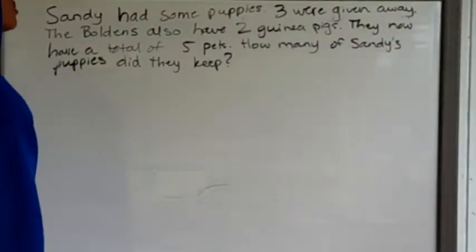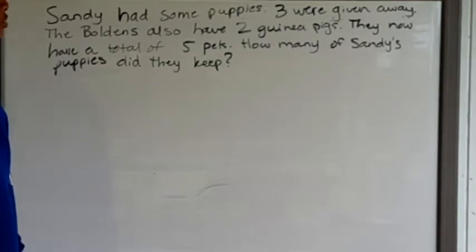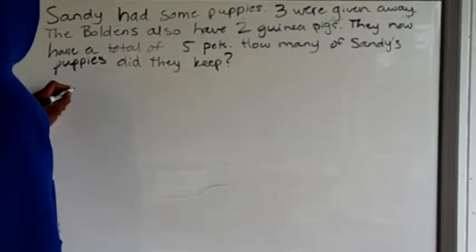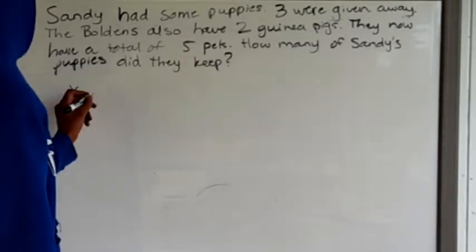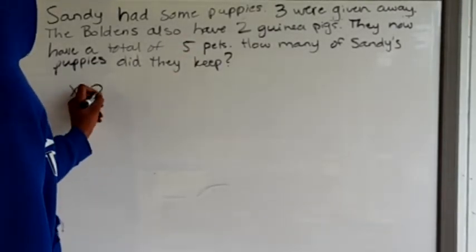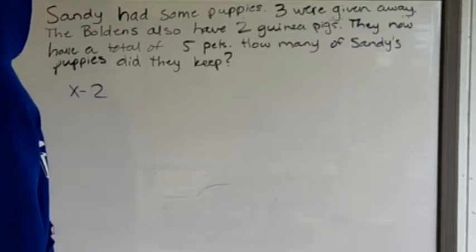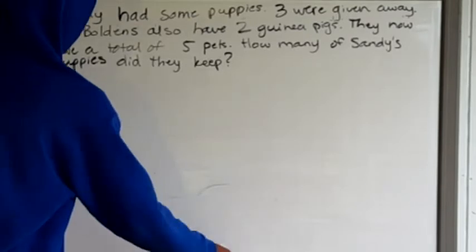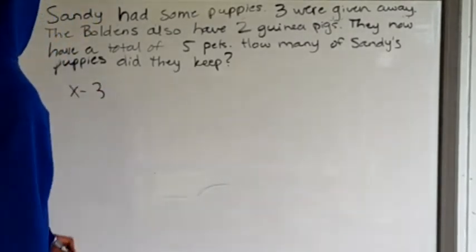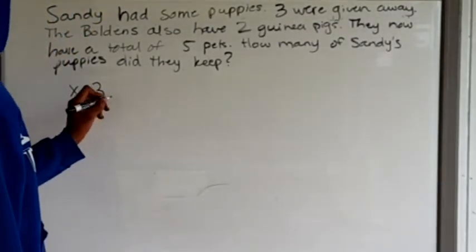Some puppies, that's what Sandy had. Some, we don't know what some is. So X. Three were given away, minus 3. All right, so he said X equals the amount of puppies that she has, and he subtracted 3 because 3 were given away.